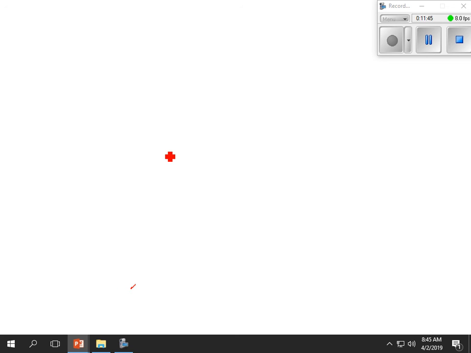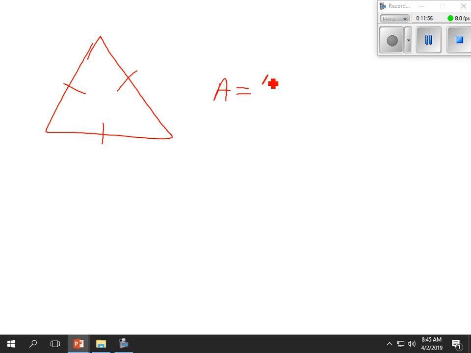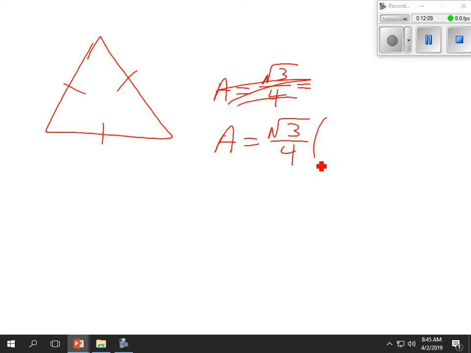An equilateral triangle. There's a formula on your notes for an equilateral triangle. Remember, in an equilateral triangle, all the sides are always congruent. You could use the formula for a triangle, but another formula, if all you know is it's equilateral and you know the length of one of the sides, is this right here. Square root of 3 over 4 times the length of a side squared. So if you know this side's 8, that means all the sides are 8.